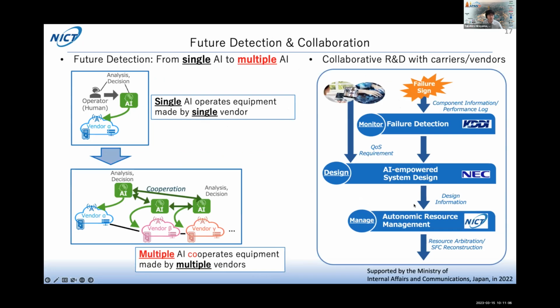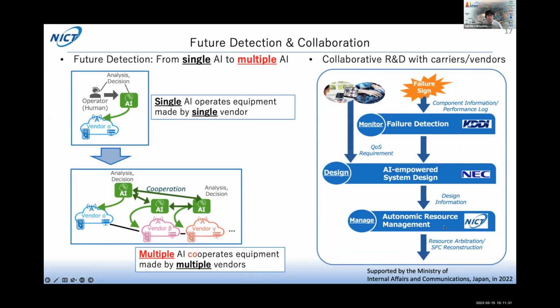In the previous work, we focused on autonomic resource management by a single AI. However, in future, we should consider managing the cases of a multi-vendor environment by using a combination of multiple AI. This is in progress in our collaborative research with a Japanese carrier and vendor.